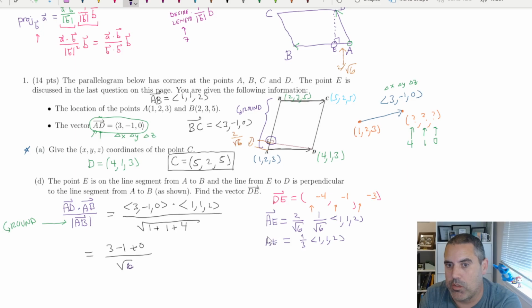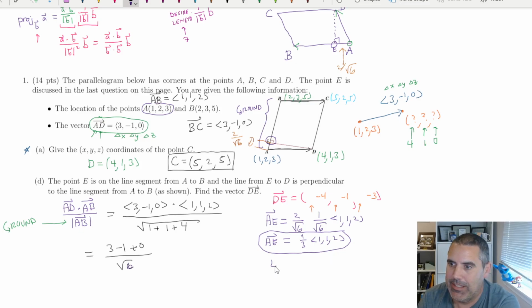Now, the challenge of this question is there wasn't like a clear one direct path. That's what made it hard. But now I have the vector AE. If I was stuck at this point, I could say, well, I could get the point E if I wanted. How would I get the point E? Well, I know the point A. I have the vector AE, so I can add. I can say I need to go up 1/3, up 1/3, up 2/3.